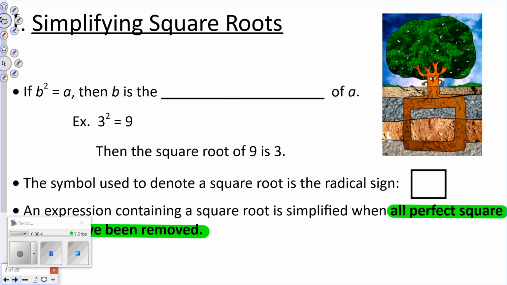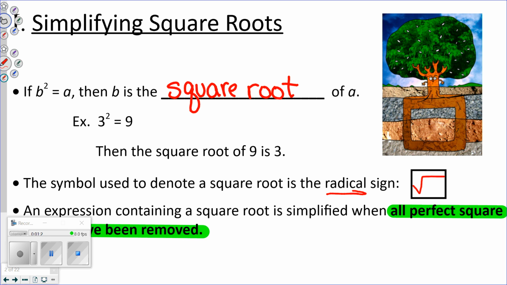So simplifying square roots: if b squared equals a, then b is the square root of a. So for example, if 3 squared is 9, what's the square root of 9? It's 3. All right, what's the symbol look like? I love it, like 4 of you did that for me. You were correct. Your symbol looks like that. It's like a little check mark with a line over top.